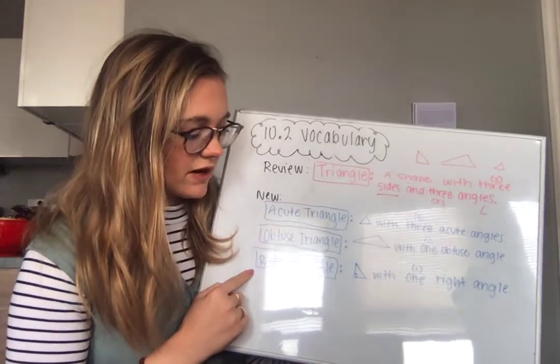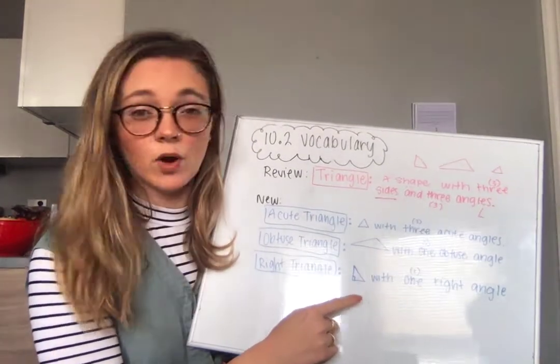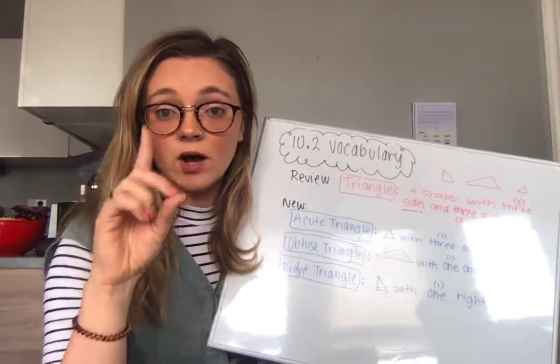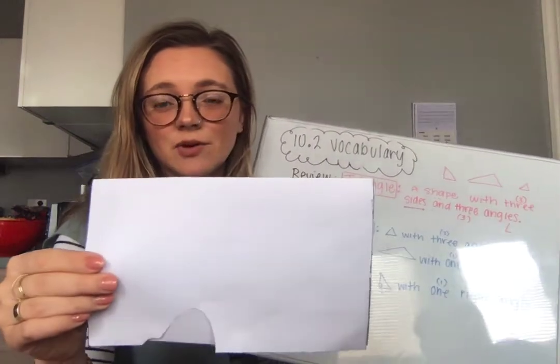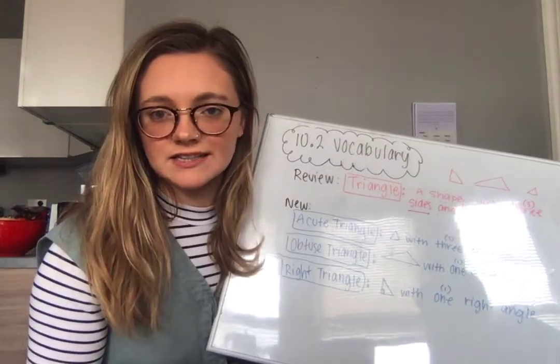And lastly, we have a right triangle, which is a triangle with 1 right angle. That means there's just going to be 1 angle in that triangle that when I line my corner up, it's going to fit in it perfectly.